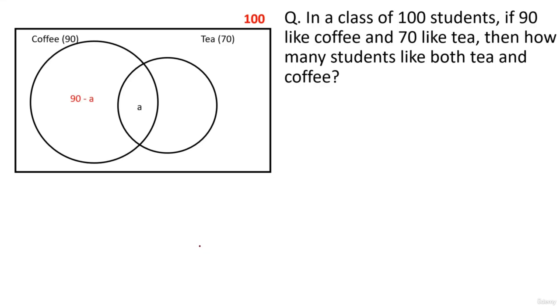Same way, 70 like tea and A like both of them. So how many like only tea? 70 minus A, right? A slash B. So A intersection A minus A intersection B, right? And B slash A क्या हो जाएगा? B minus B intersection A. यहीं पे इसका application है, okay?